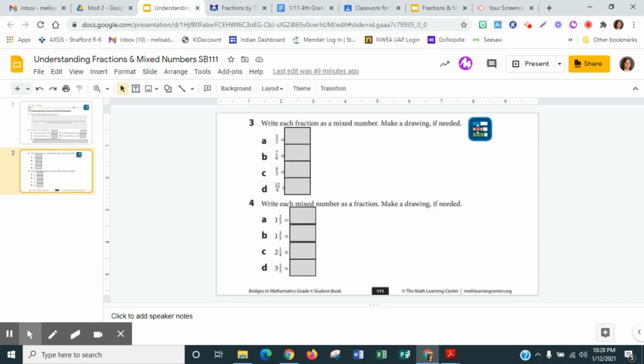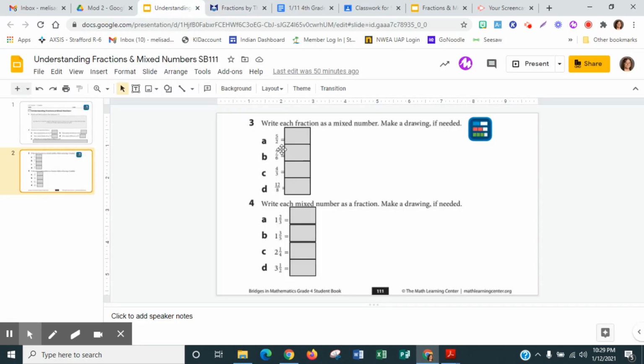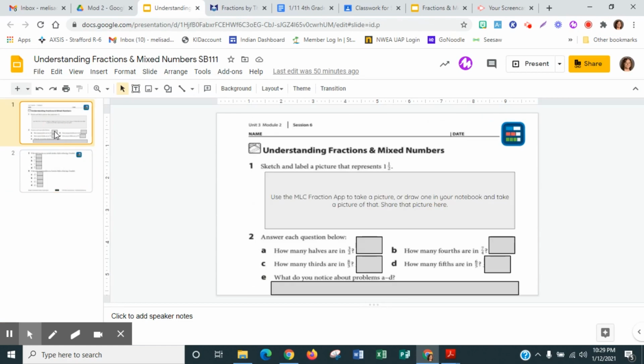On the second page, there's another link to the same site. On this part, they're giving you improper fractions. So your answers are going to be mixed numbers. Down here, they're giving you mixed numbers. So your answer will be improper fractions. Okay. Again, you can build it here to help you to find the answer. If you have any questions, send me a message.